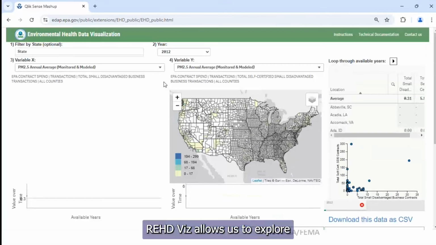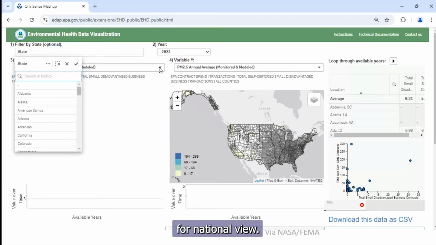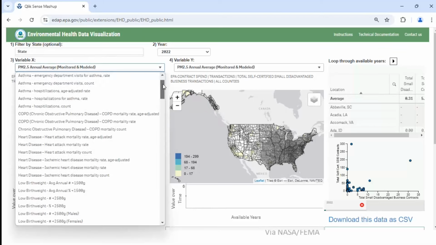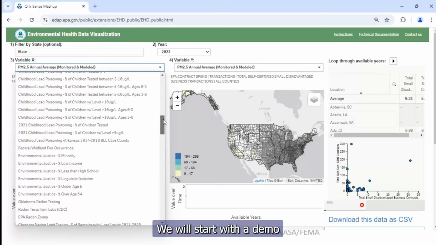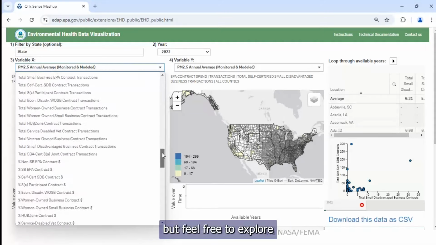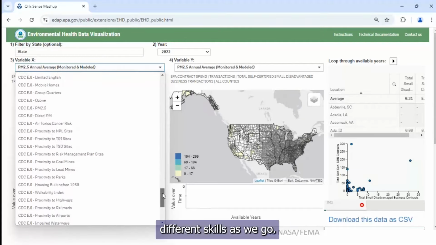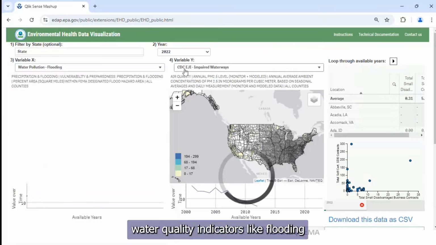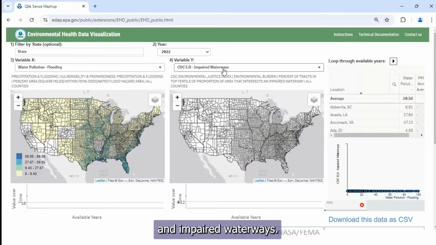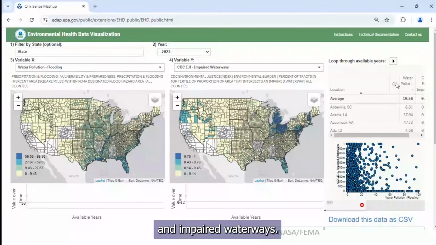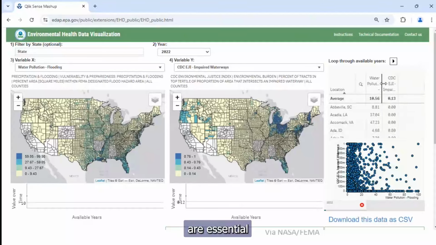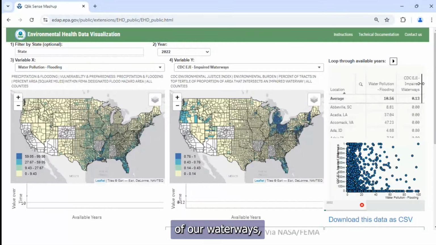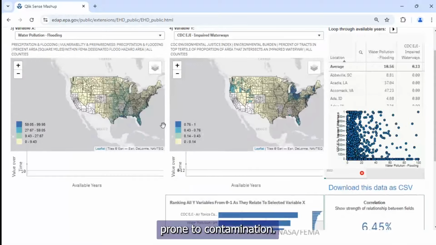RedViz allows us to explore water quality variables across the US, filtering by state or zooming out for a national view. We will start with a demo on selecting state-level data, but feel free to explore different scales as we go. We will focus on 2020 data, looking at key water quality indicators like flooding and impaired waterways. These factors are central to understanding the health of our waterways, particularly in areas prone to contamination.